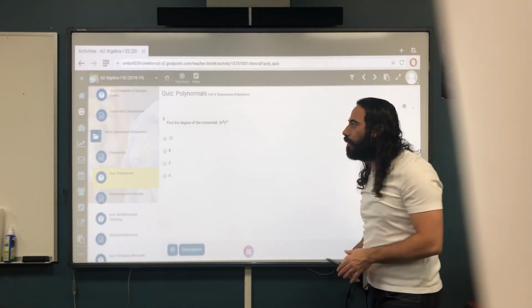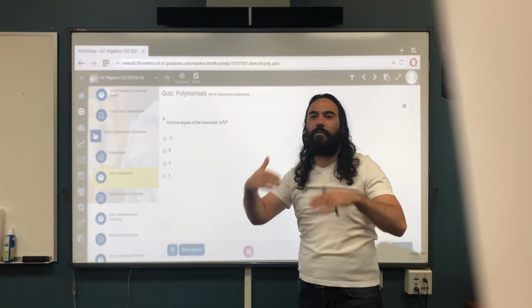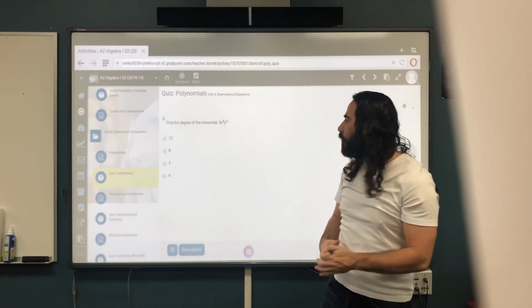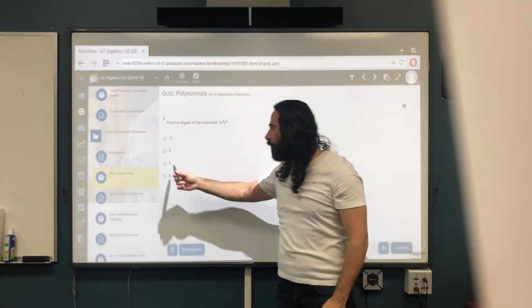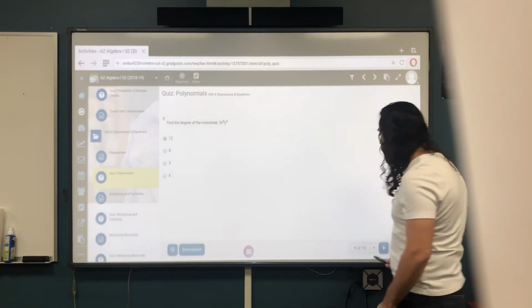Now let's see. Again, find the degree of the monomial. We said to find the degree of a monomial, we add the exponents. In this case, the exponents are 8 and 4, so together they're going to be 12. And then we'll do one more.